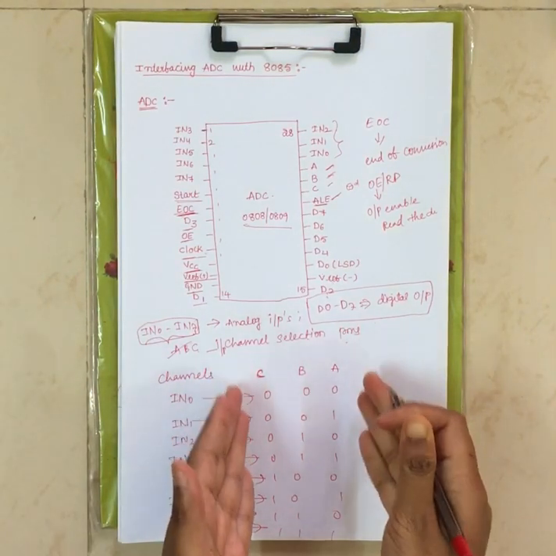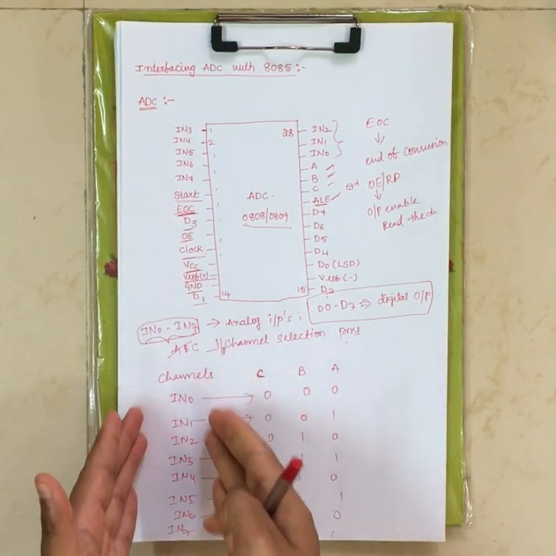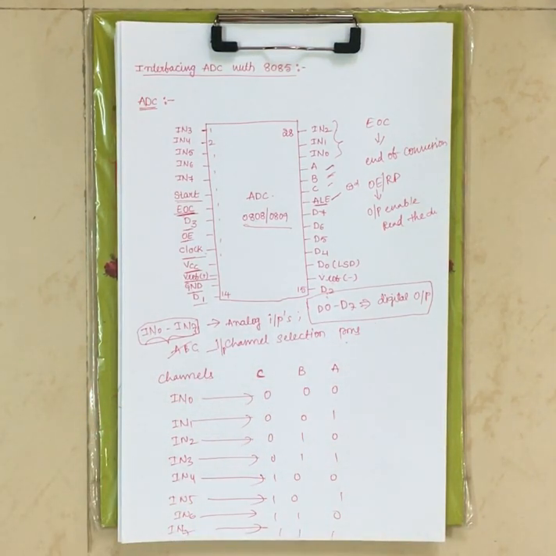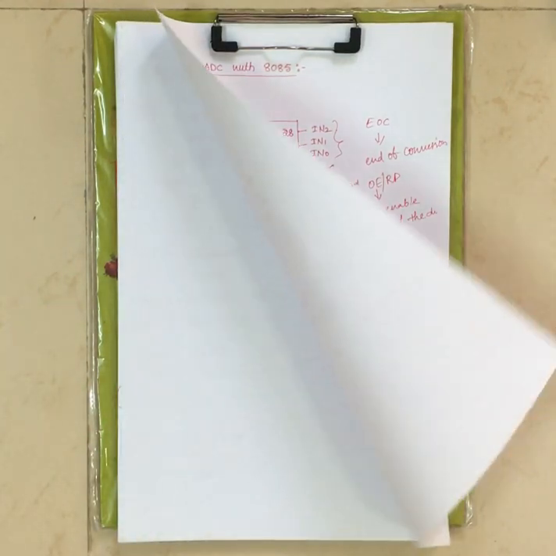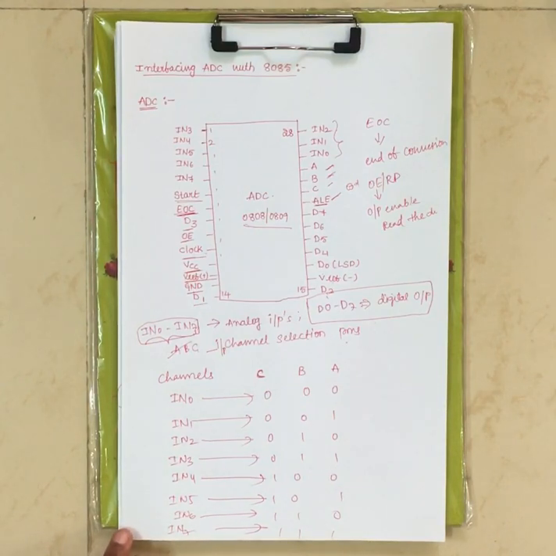Now based on the values of the channel selection pins, nothing but the ABC values, a particular analog input pin is selected. Among these 8 available analog input pins, only 1 pin is selected using these channel selection pins. Now this is about the pin diagram of ADC.